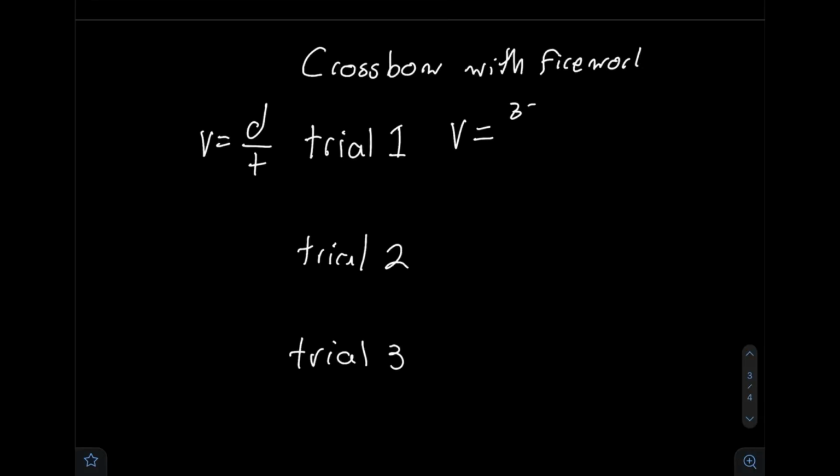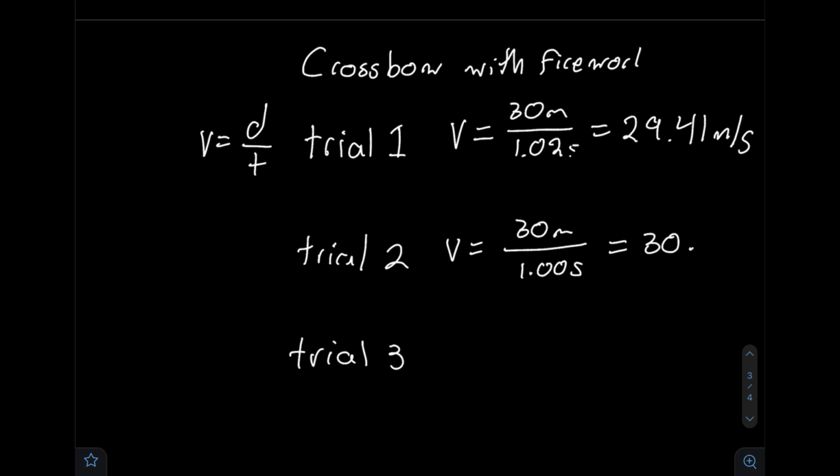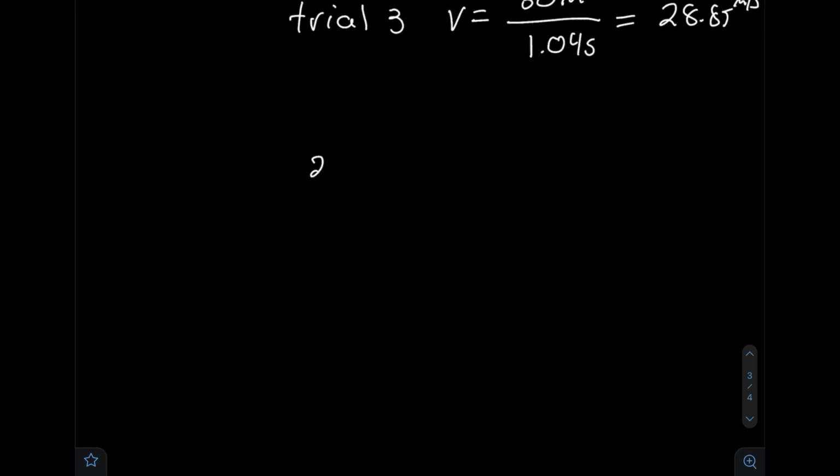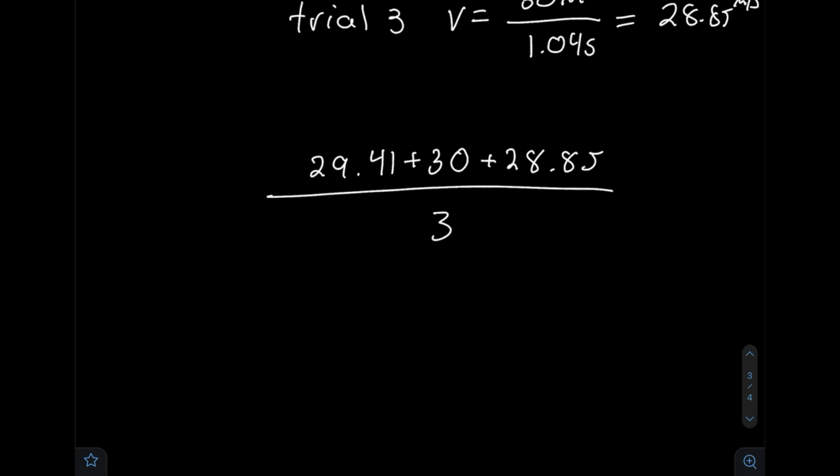The crossbow with fireworks is the same process. Velocity for trial 1 is 29.41 meters per second, trial 2 is 30 meters per second, and trial 3 is 28.85 meters per second. The average velocity would be 29.42 meters per second.